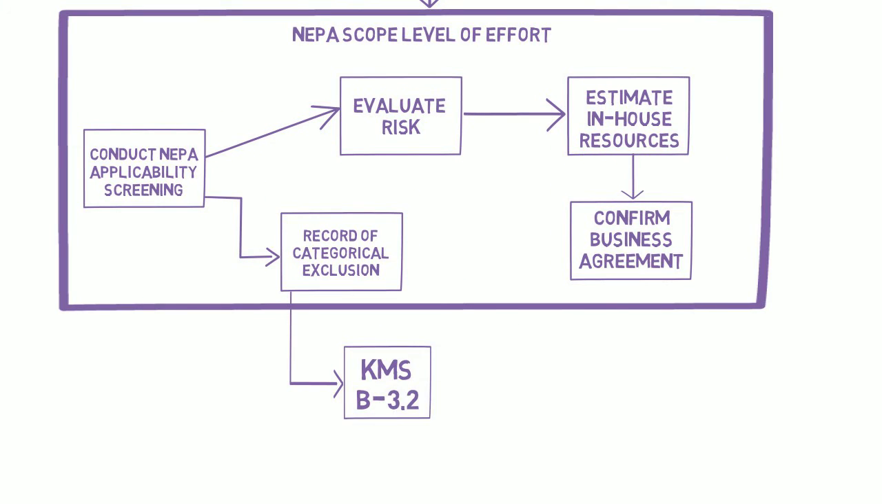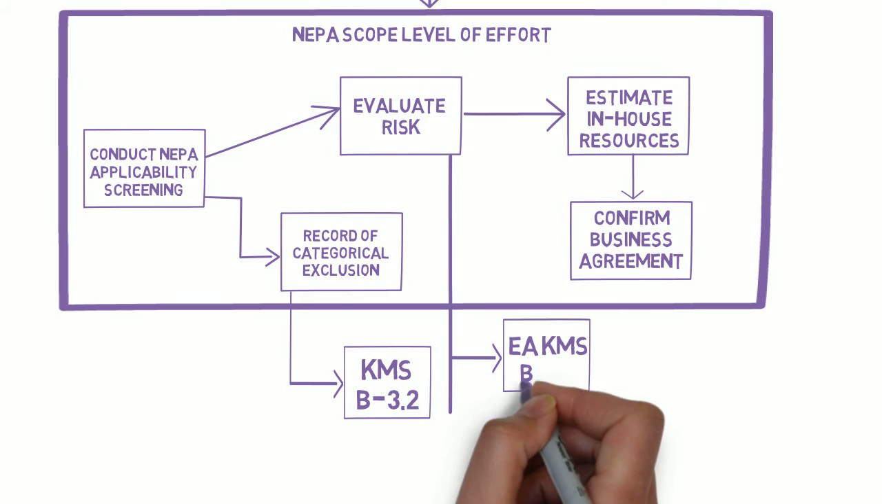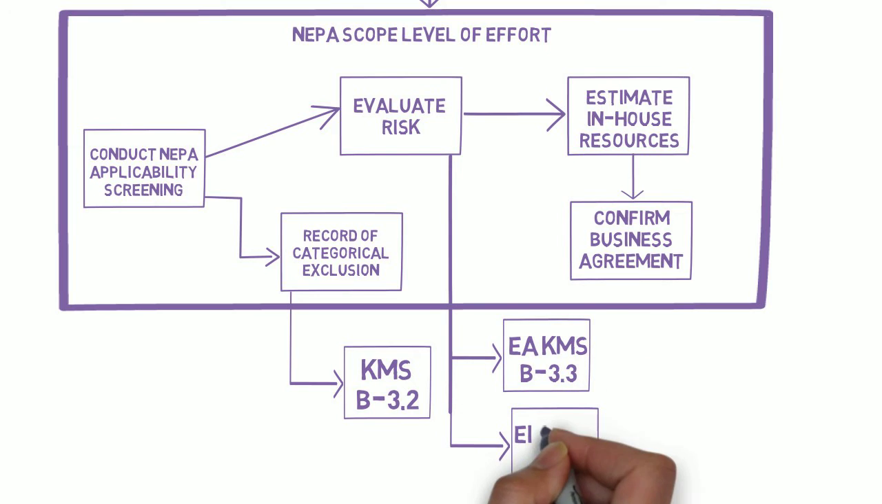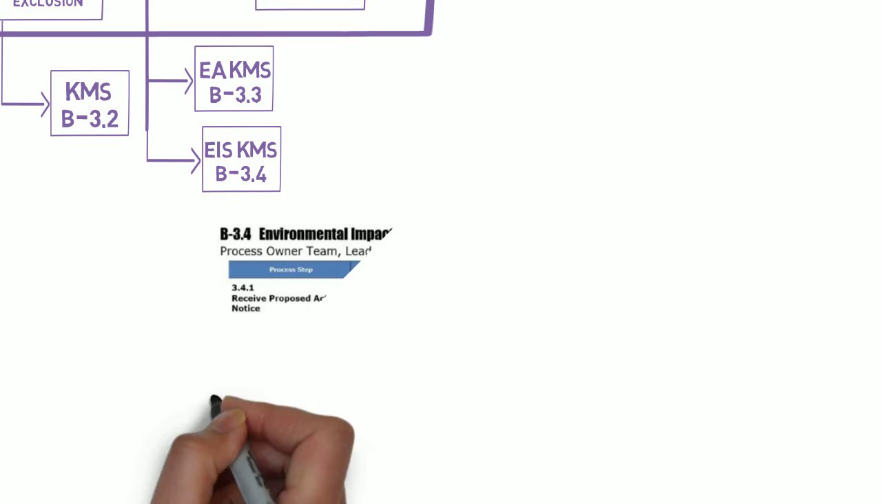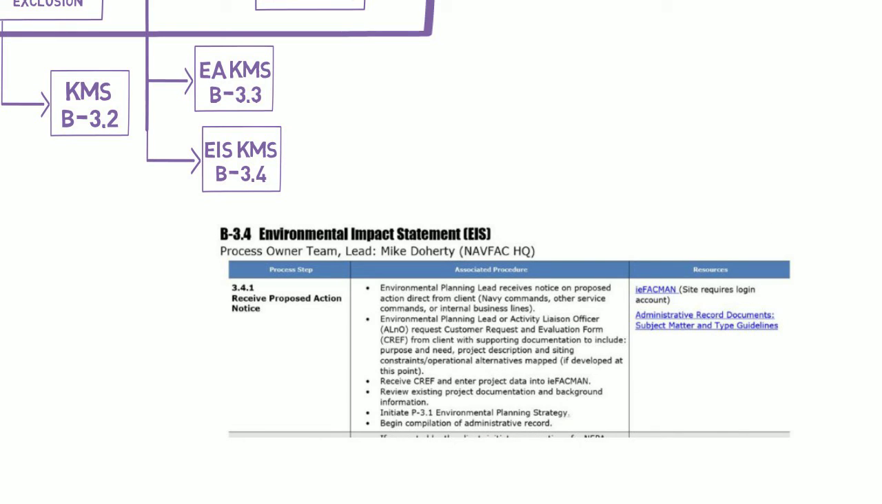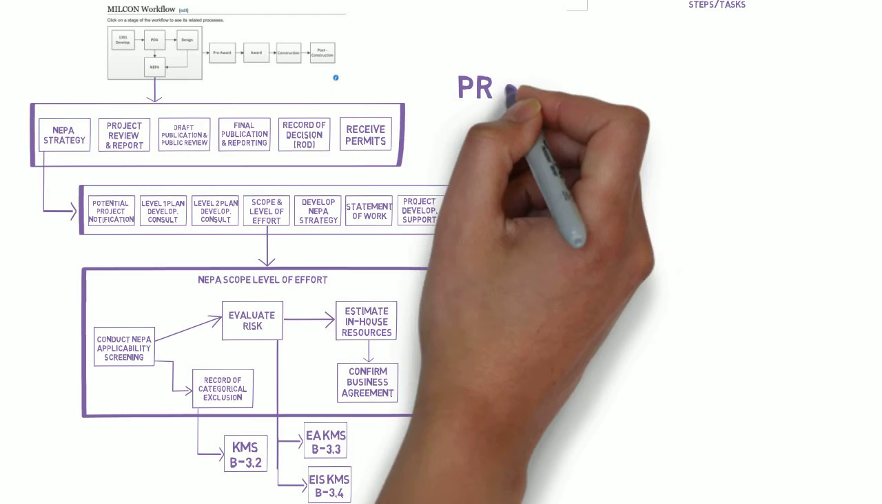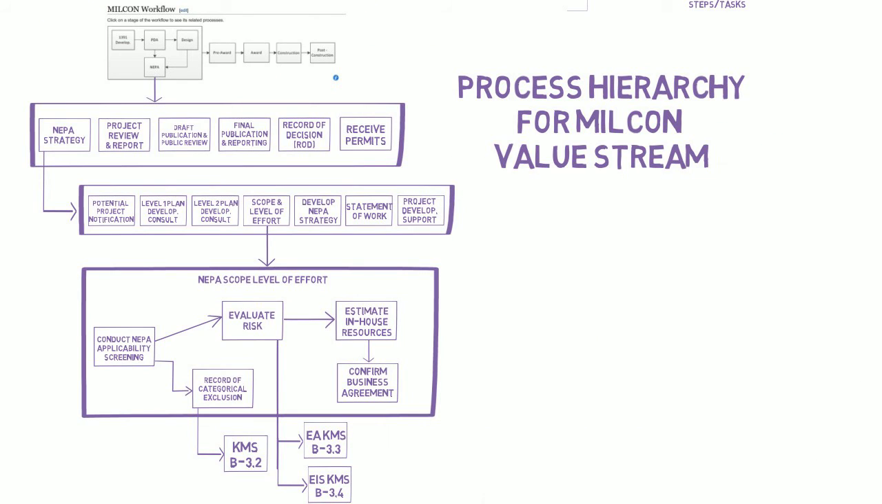Ultimately, these steps lead to a knowledge management system or KMS process that helps an employee follow a sequence of steps to accomplishing the task. These processes, when found on the MilWiki page, can be hyperlinked back to where the document resides on the portal. And this is how to begin building a process hierarchy within the MILCON value stream.